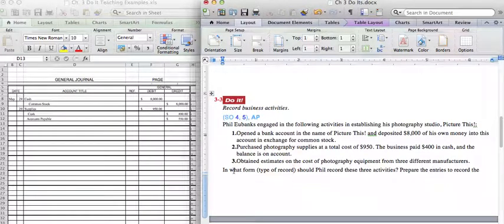I hope this has helped you in clearing up any questions you might have about recording transactions in the General Journal.